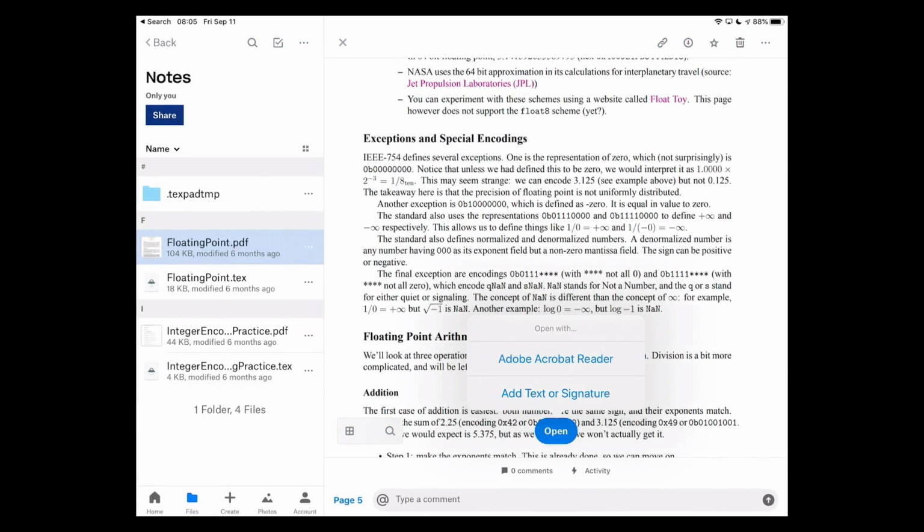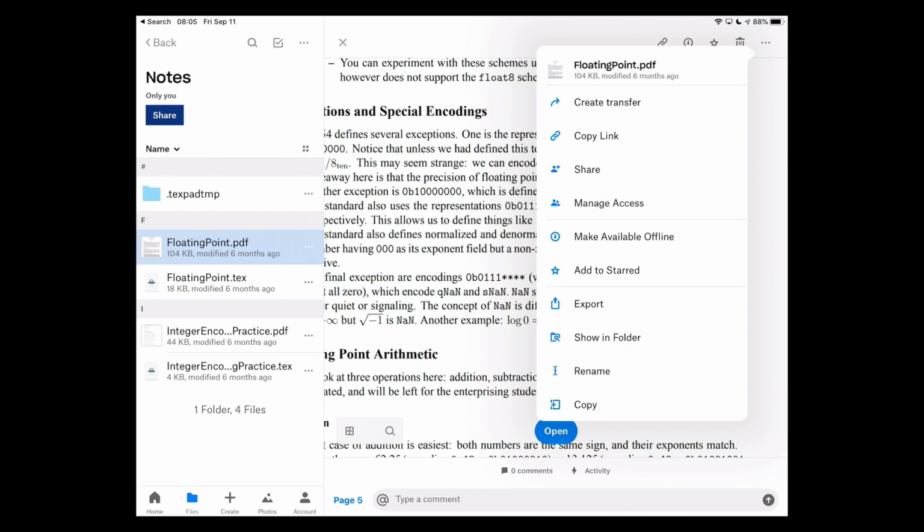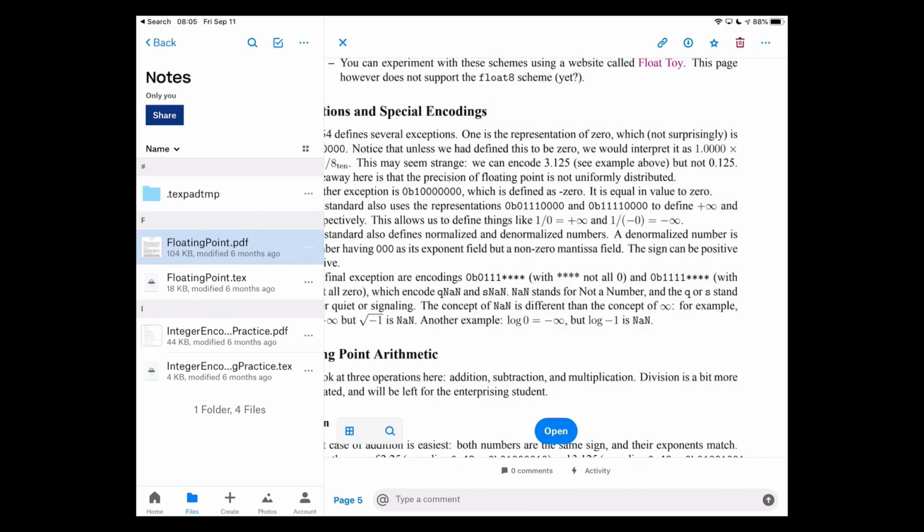Let me see if I can open this in something a little bit better. Why does it not? Let's see. Export. Yeah, whatever. I don't feel like messing with this.